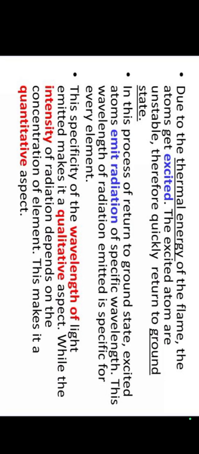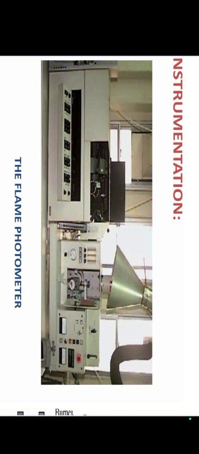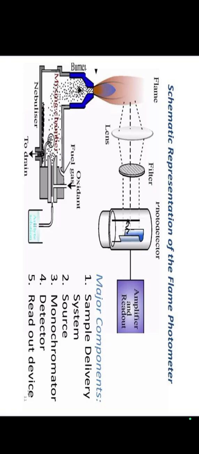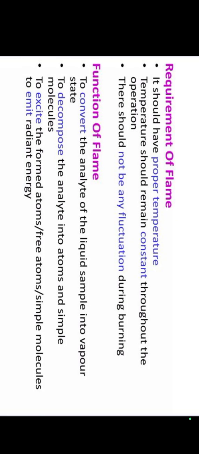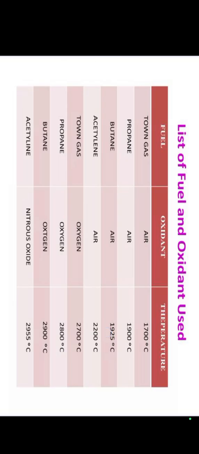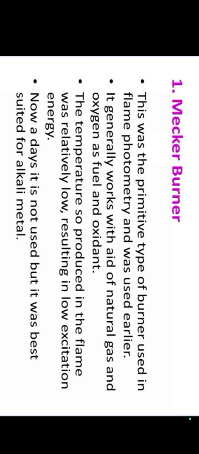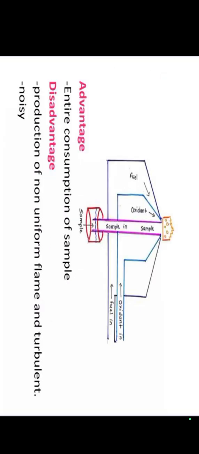In the instrumentation we see the sample delivery system, source, monochromator, detectors, and readout device. In the sample delivery system we see the nebulizer, aerosol modifier, and flame or atomizer. These are the sources, the burners we use, the structure of the flame, zones, requirements and functions. We also see the list of fuels and oxidants used for flame photometry. In burners, we see the Meker burner and total consumption burner and how they work, and the laminar flow burner also.